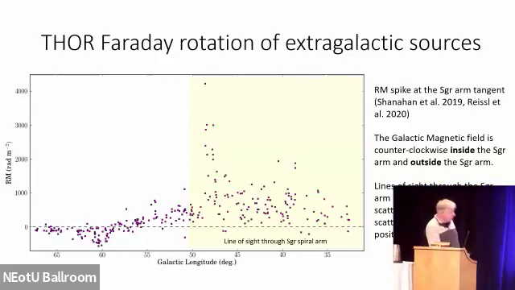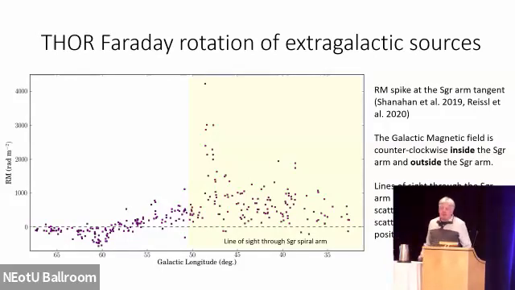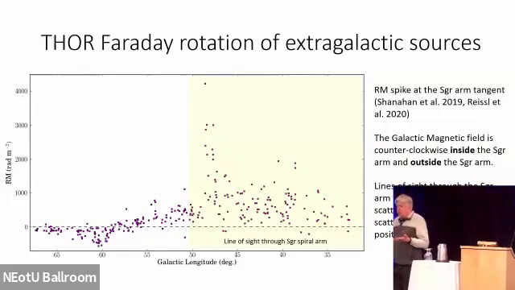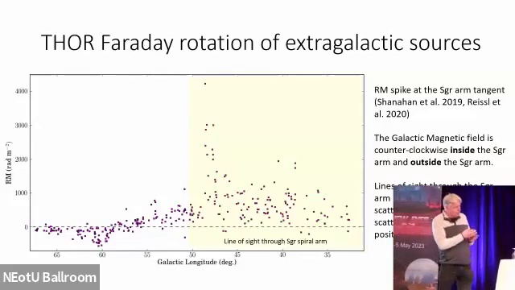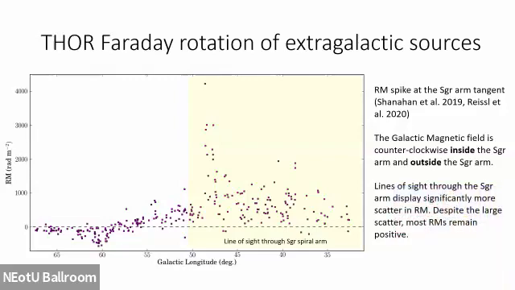If you look on the inside, lower longitude, you see that the scatter in rotation measure is much larger than at higher longitudes. There's no coincidence. The error bars, the formal errors, are the size of the symbols here. So you see that lines of sight through that Sagittarius arm have a much larger rotation measure scatter than lines of sight that don't intersect that. So somehow that arm does a lot to the Faraday rotation.